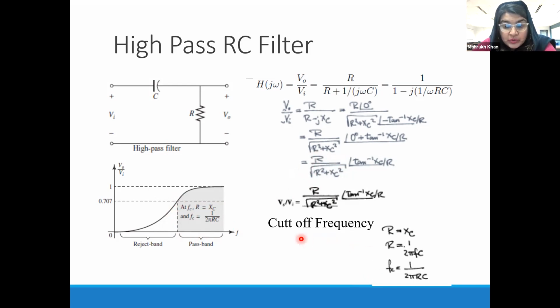So if you want to design a filter, you will say that FC is, because R is equal to XC, where XC is 1 over 2 pi FC. So the cutoff frequency FC can be designed using RC. It is dependent on the design values of RC, which will determine its cutoff frequency. Okay? Yeah. Okay, so we will see that too. So let's see.